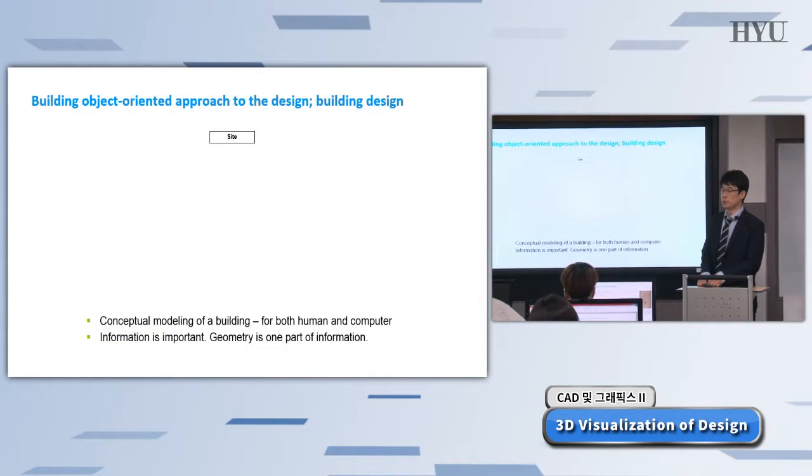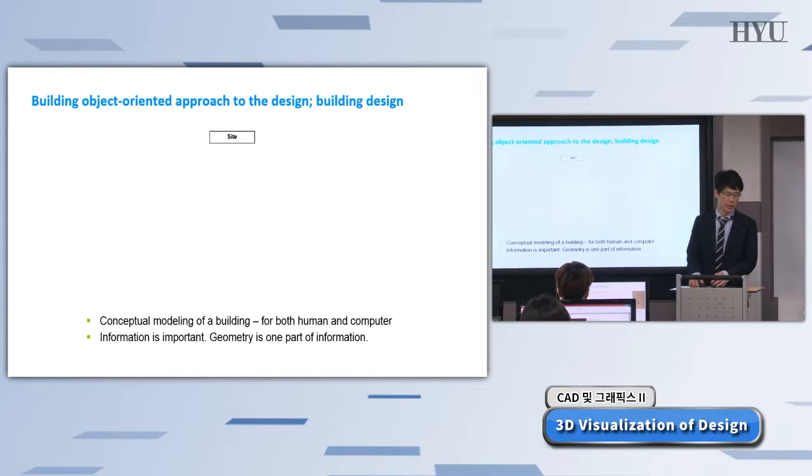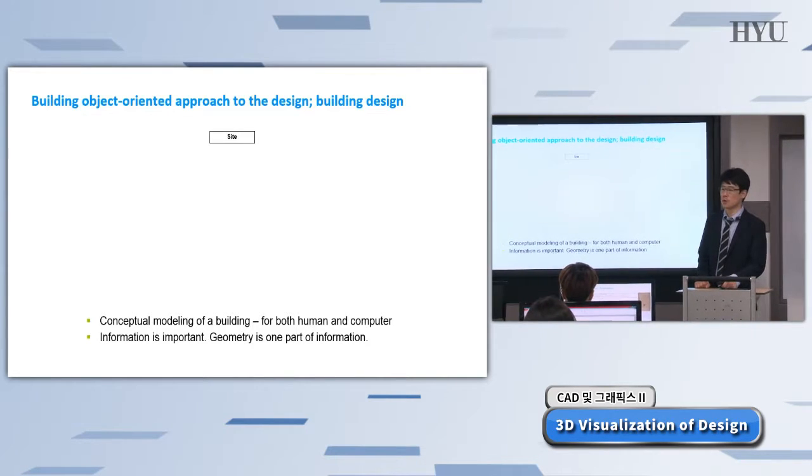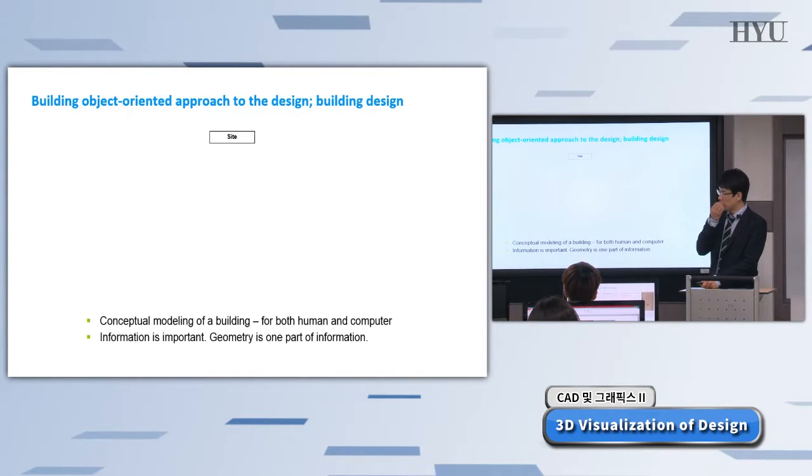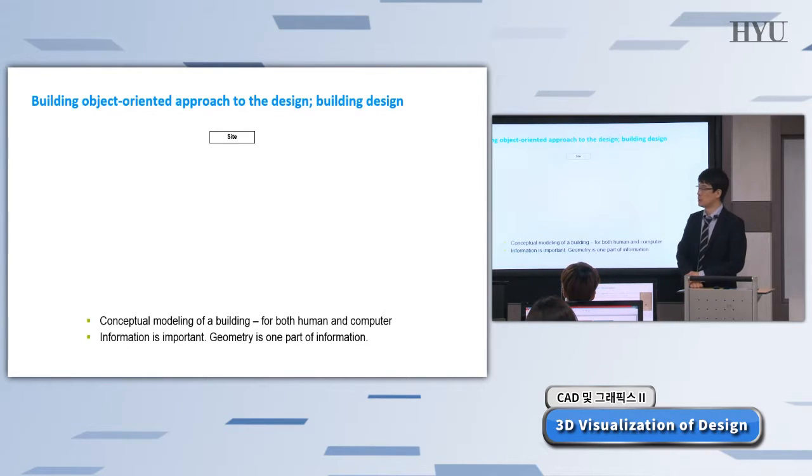We quickly reviewed the geometry-oriented approach to design, okay? But what others? For example, building object-oriented approach to design. In other words, building information-oriented approach to design.